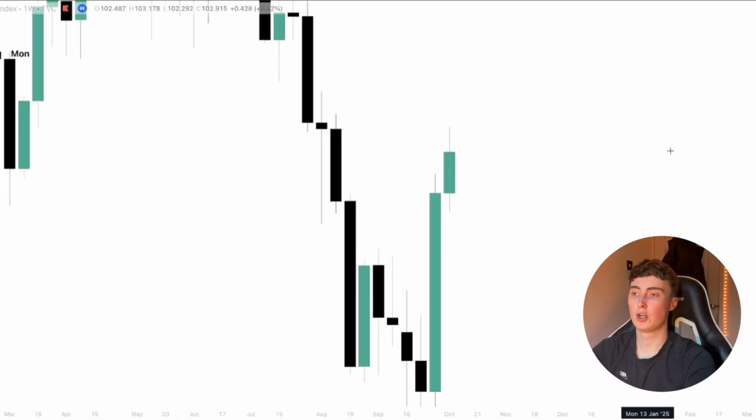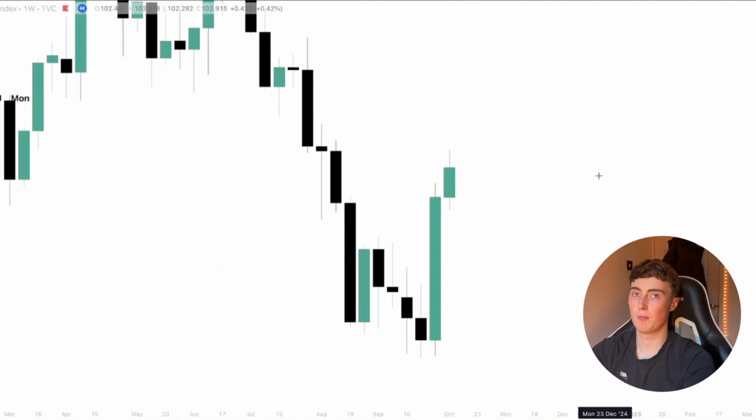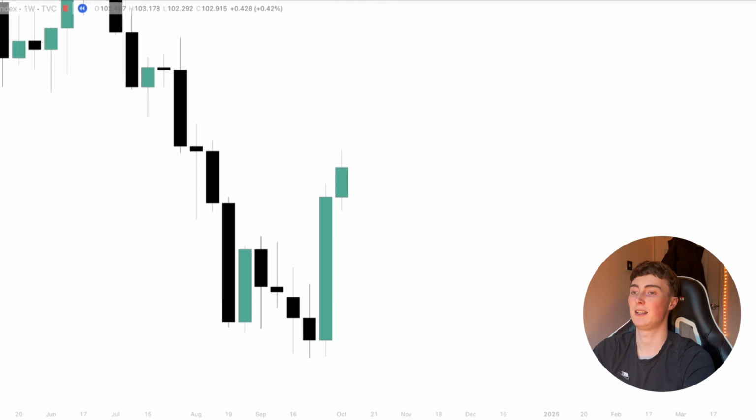So now we're looking at the Tuesday variant. This one is a bullish example of the Tuesday low of week classic expansion.